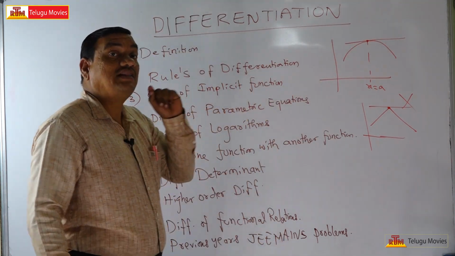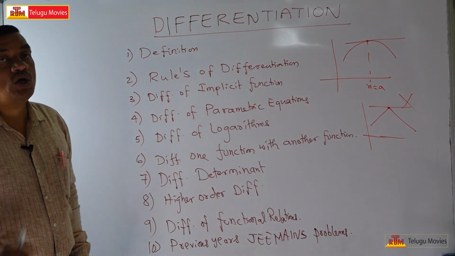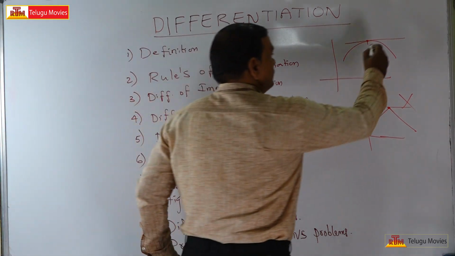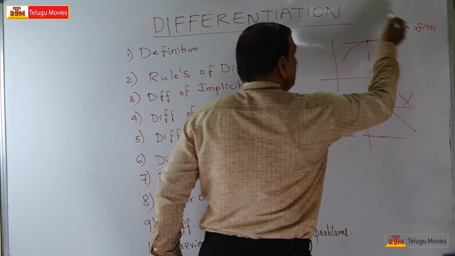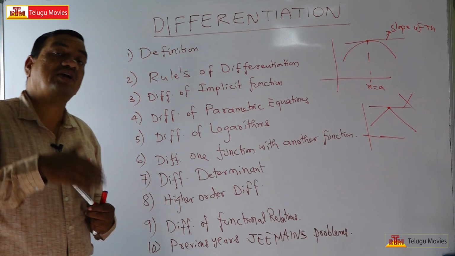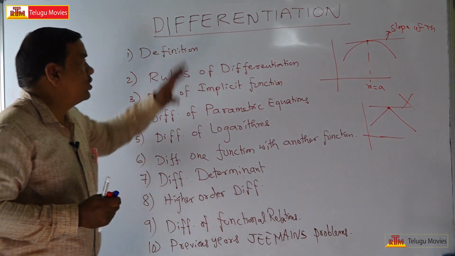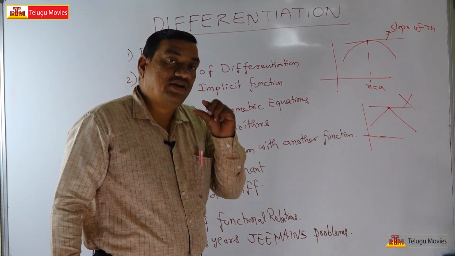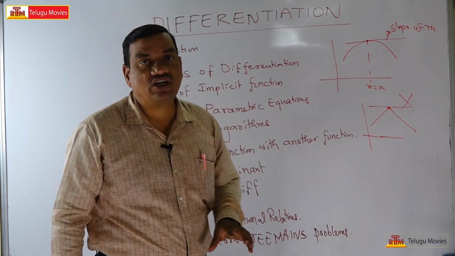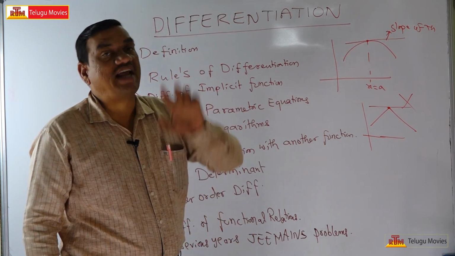Now, finding the derivative means we have to find the slope of the tangent. What is the slope of the tangent? Afterwards we can find the equation of the tangent. Understand that. The process of finding the derivative of a function is called differentiation. Derivative means the slope of the tangent.